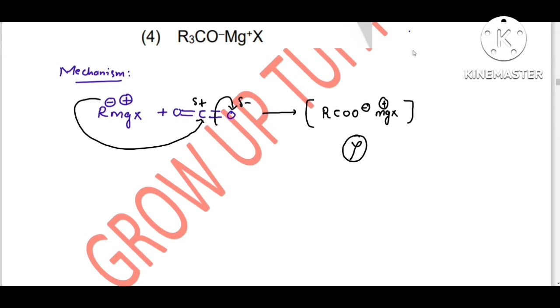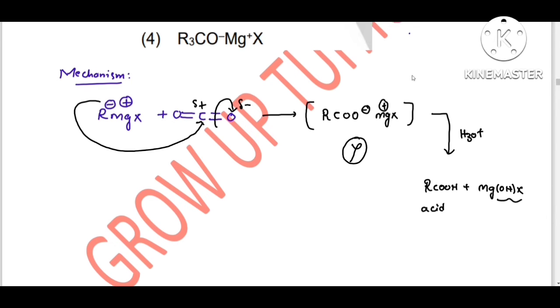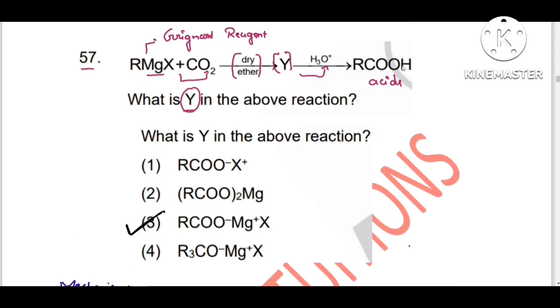Now let us verify the given options. This product Y on reaction with H3O plus will give rise to the acid, RCOOH, plus Mg(OH)X is the product formed. Now let us verify the given options. 3 is the correct answer for the above question, that is 57.